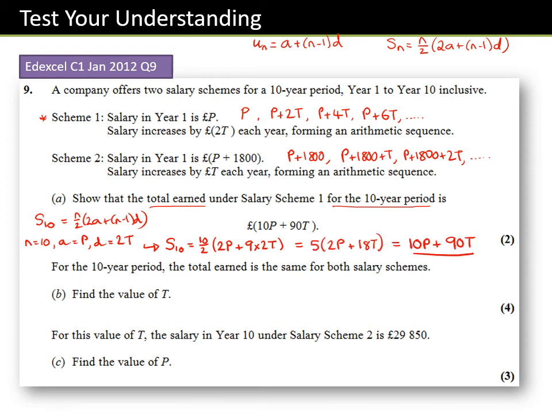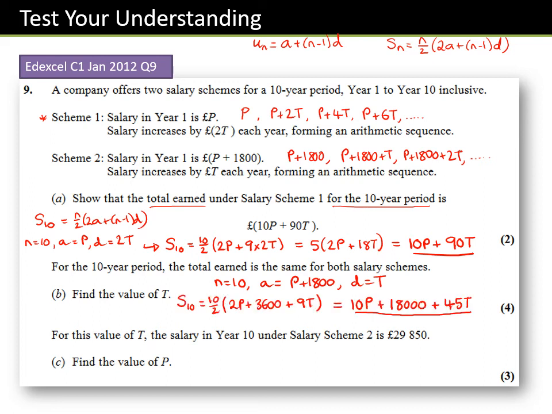Okay, next part. For the 10-year period, the total earned is the same for both salary schemes. We're going to have to do exactly the same thing for salary scheme 2. This is where it's helpful to have written down my first term there, P plus 1800, and to see clearly that my common difference is T. Plug that into our formula. And we find that this is our total amount for the 10-year period from salary scheme 2.